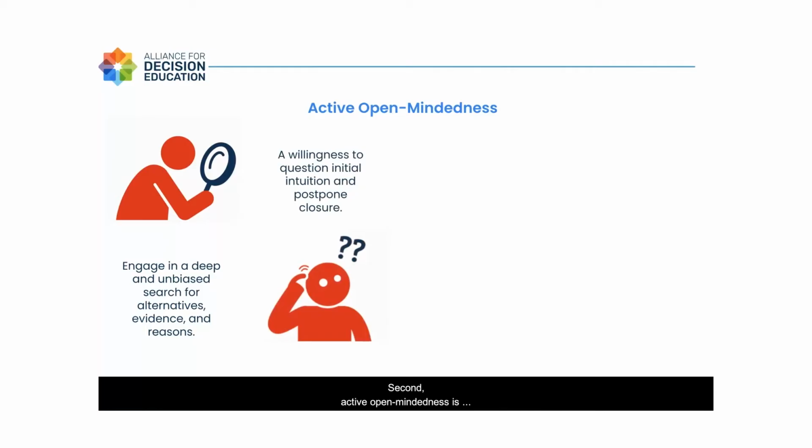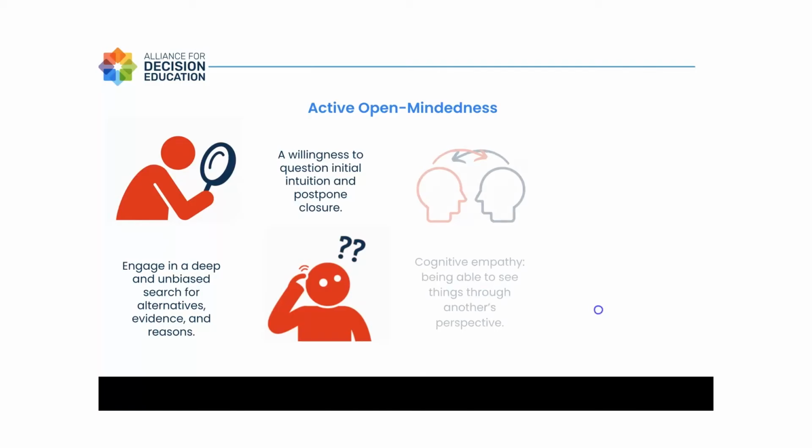Second, active open-mindedness is about a willingness to question your initial intuition and postpone closure. Often, what our intuition tells us may be impacted by all kinds of cognitive biases, implicit biases, and other mental traps that we may not be aware are influencing our thinking. Skillful decision makers understand that their initial intuition may be flawed. And actually, in the next video, we will explore more in depth some examples of how our initial thinking may be influenced in surprising ways that we're unaware of.